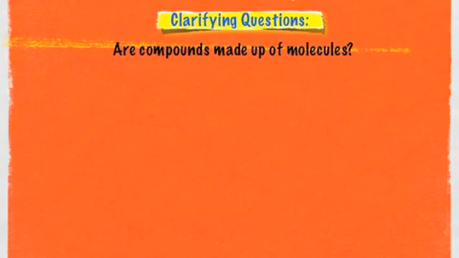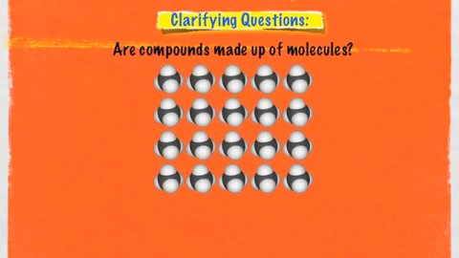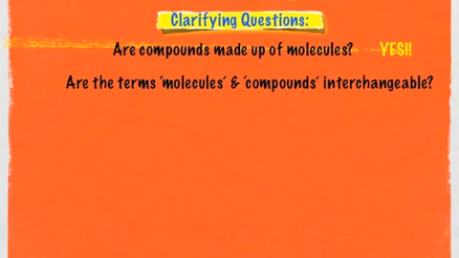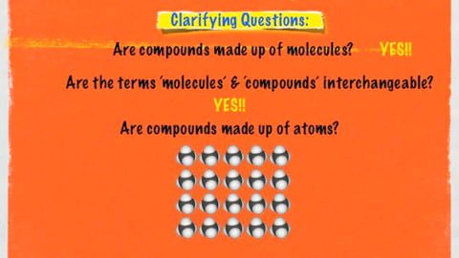Here are some clarifying questions to help you understand even further the similarities and differences between molecules and compounds. Are compounds made up of molecules? Well, there's that compound that we saw on the previous page. And if we removed one of those, the smallest component of it, yes, that's a molecule. So compounds definitely are made up of molecules. Are the terms molecules and compounds interchangeable? Yes, they are, just like atoms and elements are.